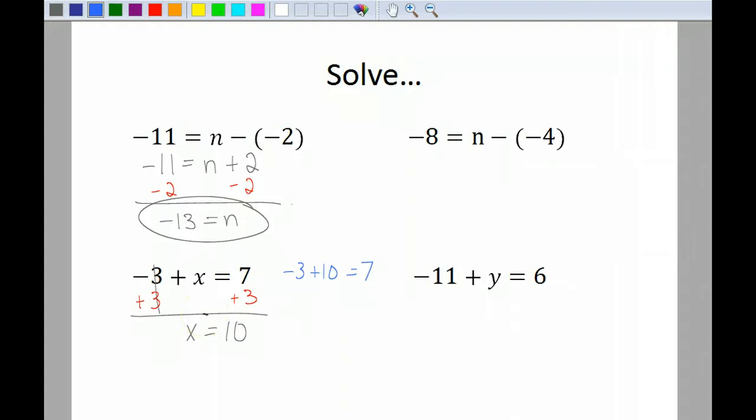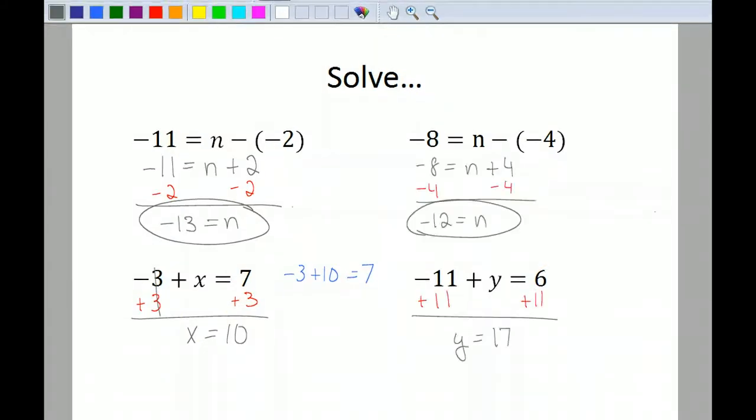Now I'd like for you to hit pause again, and I'd like for you to work these two, and then resume to check your answers. Okay, so when you worked these, you should have ended up with n is equal to negative 12 and y is equal to 17.